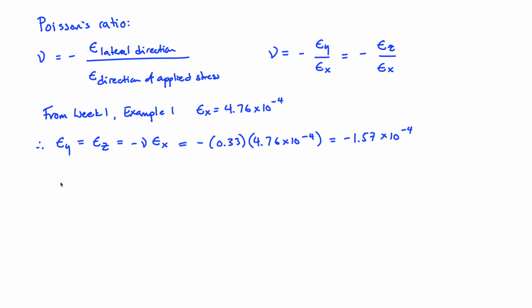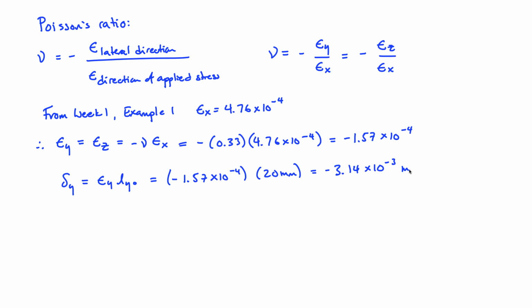And then if we want to figure out the deformations, we can say that the deformation in the y direction is just the strain in the y direction times the original length in the y direction. So the strain is our minus 1.57 times 10 to the minus 4. And the original length in the y direction is the depth of the beam. That's the 20 millimeters. So we put down the 20 millimeters there. And if we calculate that, we get minus 3.14 times 10 to the minus 3 millimeters. So you can see that's a very, very small deformation.